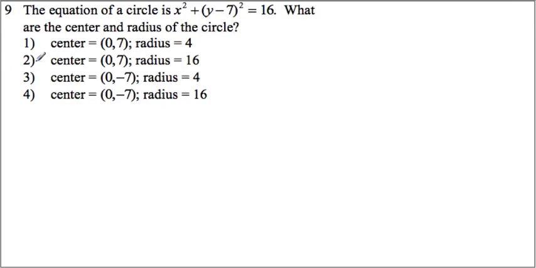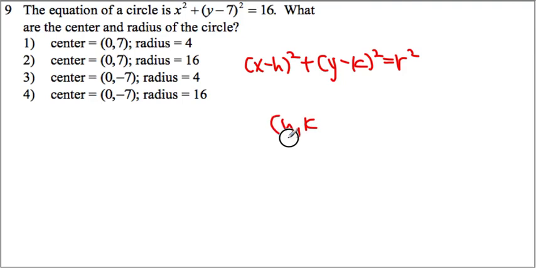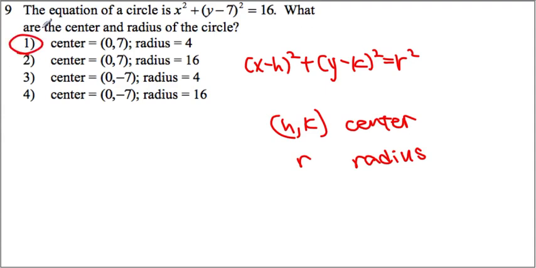Alright, let's look at number 9. Here, we have to realize that the general form of the equation of a circle will be x minus h squared plus y minus k squared is equal to r squared, where h comma k is the center, and r is obviously the radius. Now, what would be our answer? The center seems to be, since there's nothing, 0, 7. So that means it's got to be 1 or 2. But 16 is the r squared, therefore r must be equal to 4. So that tells us that the first one is our answer.